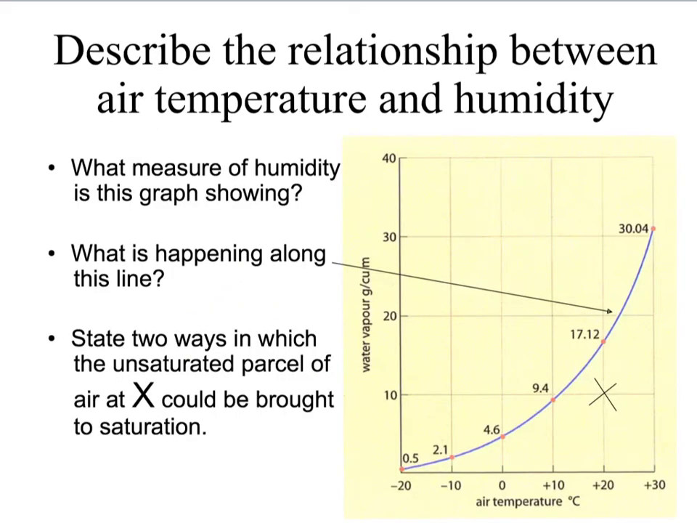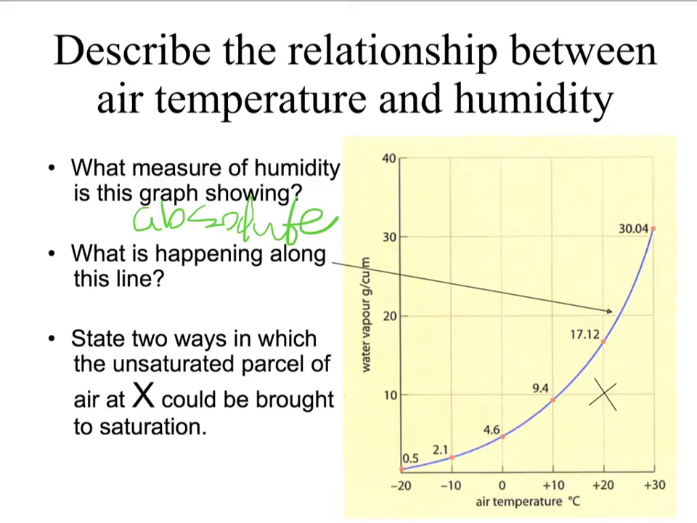Okay, the first of a few graphs, but let's not panic yet. Let's have a quick look at what it's showing. We've got air temperature along the bottom, and we've got water vapour in grams per cubic metre up the side. So what measure of humidity is this graph showing? I hope you would know that the answer is absolute.